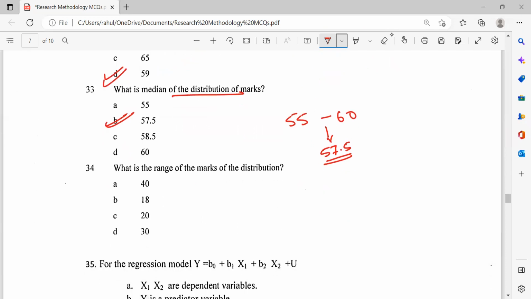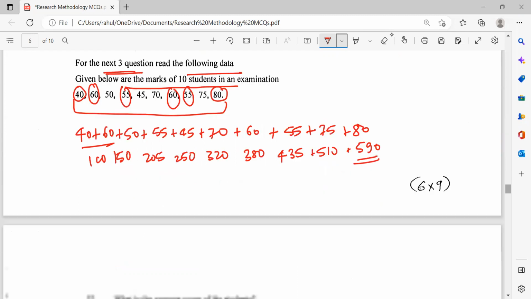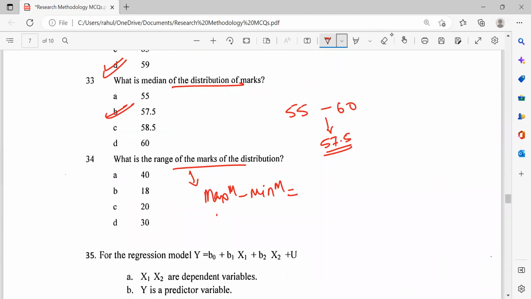Question number 34 is, what is the range of the marks? The range means maximum minus minimum. What is the maximum marks you can see here is 80, and the minimum marks you can see is 40 here. So the range would be 40. Option A is the correct answer.